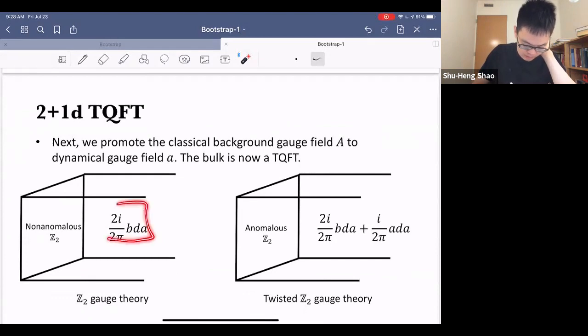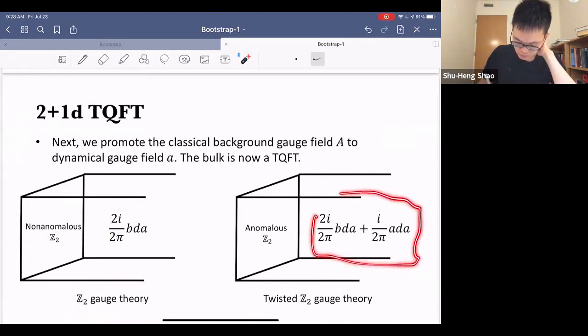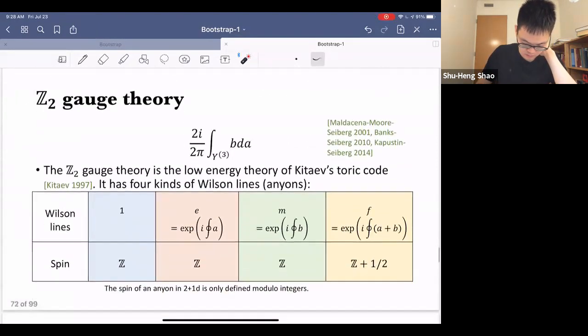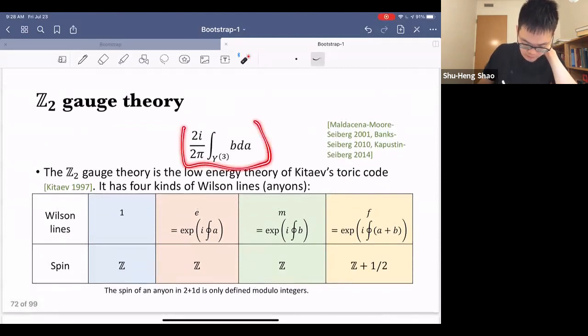But now the bulk is not an SPT. It's a dynamical Z2 gauge theory. In the other case, it's a twisted Z2 gauge theory. So now coming back to Slava's question, how do we think about this Z2 gauge theory? Why is this the right description? So this is an off-diagonal Chern-Simons term involving 2 U1 gauge fields, B and little a.